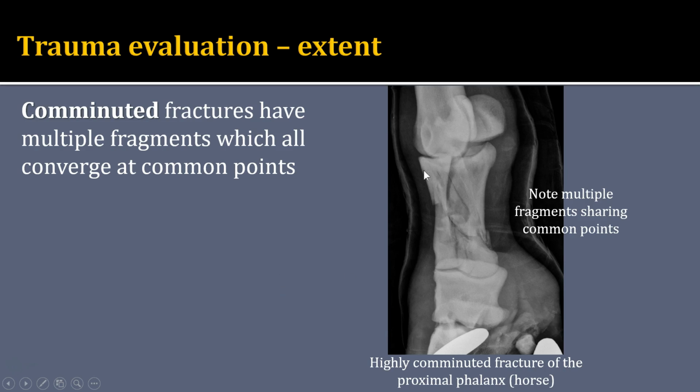When we see multiple fracture lines and they all seem to communicate with each other or converge at common points, then we call it a comminuted fracture. And comminuted fractures can be described as mildly comminuted or severely comminuted. Mildly comminuted fractures have only a few fragments, whereas highly comminuted fractures have many fragments.